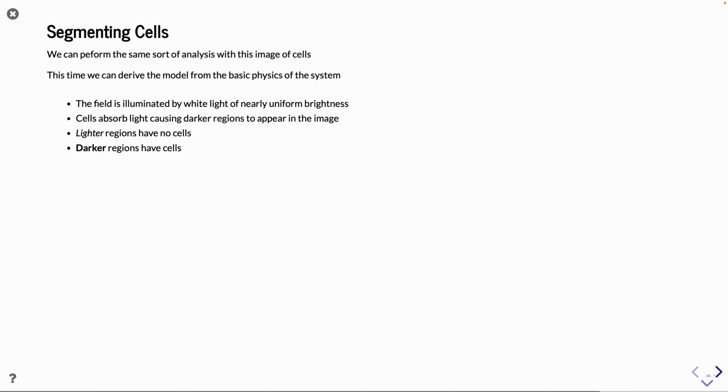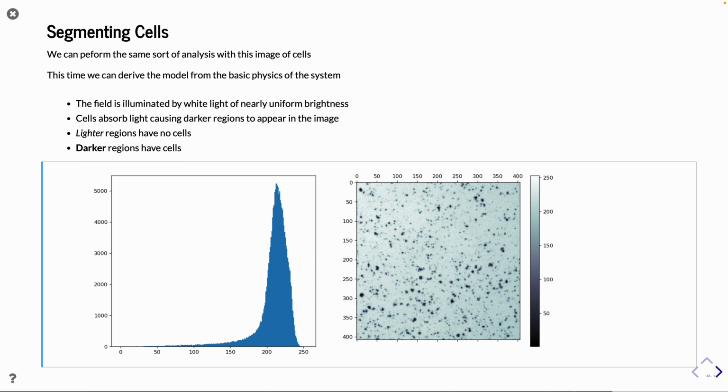So if we want to look at the case where we segment a practical example, in this case, we want to look at segmenting cells. And now we want to look at the real thing. And see here, we have an image of some cells in a culture. You can see all the black dots are our cells.